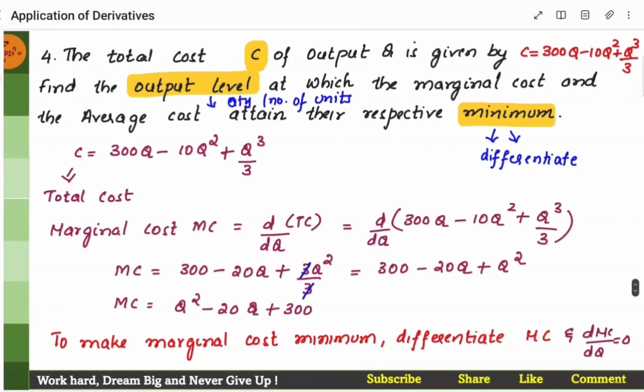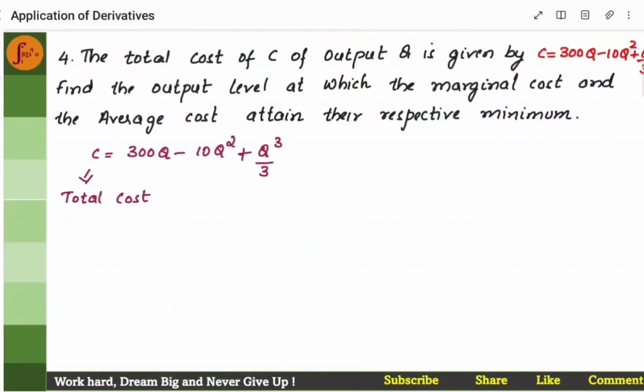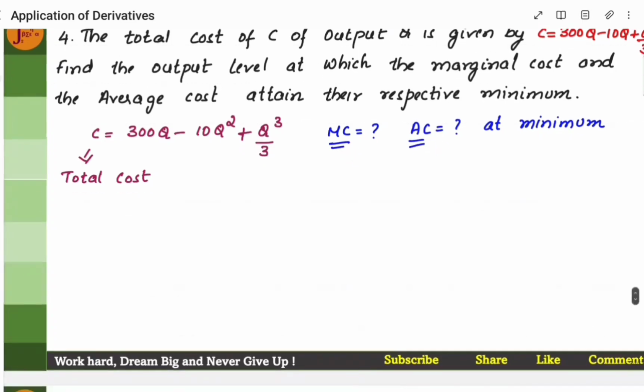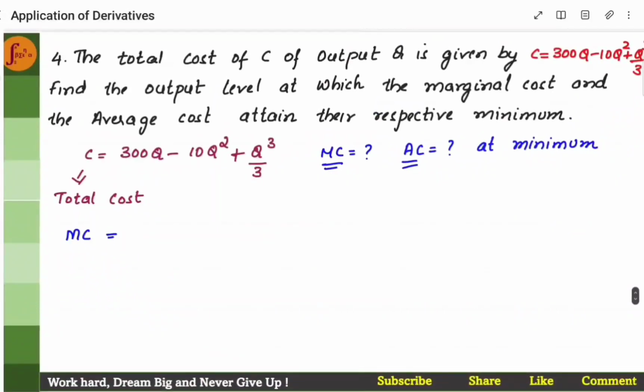This is slightly a lengthy problem. Let's solve it step by step. So cost function is given, right? This is total cost. We need to find marginal cost. We need to find average cost at minimum, right? So first let's try to get marginal cost. Marginal cost is the word margin. Margin means a small change. Small change means derivative. Derivative with respect to quantity.